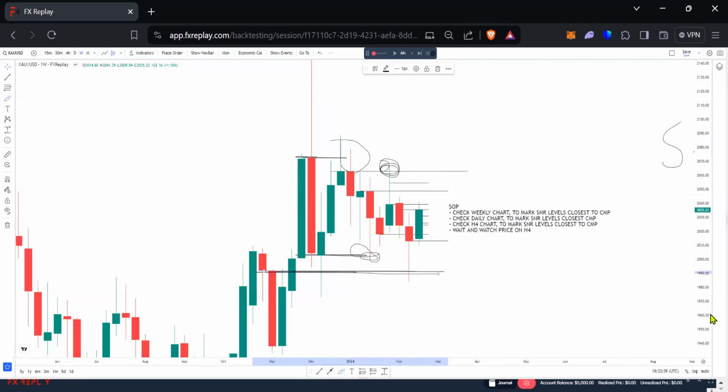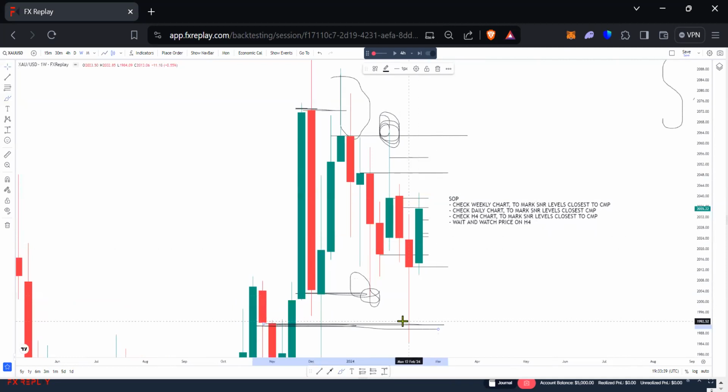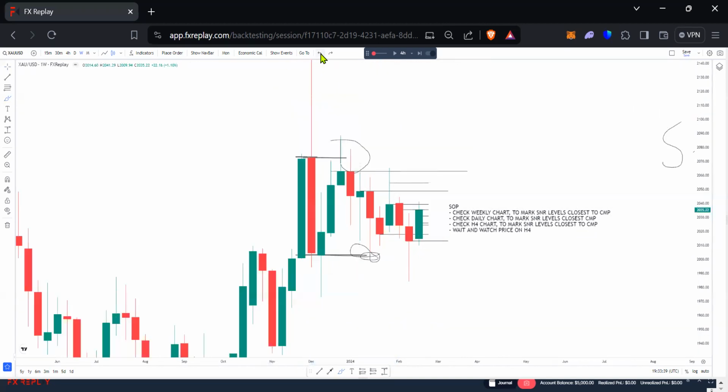So that's why we are marking all these resistance levels. From this support we're expecting price to go to another weekly resistance, which could be this resistance, this resistance, or this resistance, right? So that's why we say for the storyline, price will go from support to resistance.